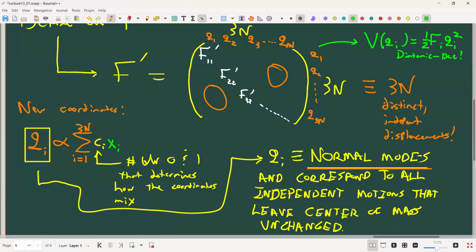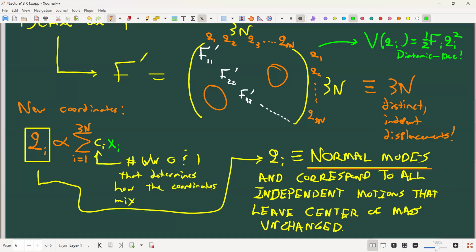I have a couple more subtleties that I want to talk about here. Remember that I said at the beginning of the lecture that there are 3n-6 displacements or vibrations, but I've just counted 3n. Okay, so 6 of them are irrelevant. Let's figure out why that is.